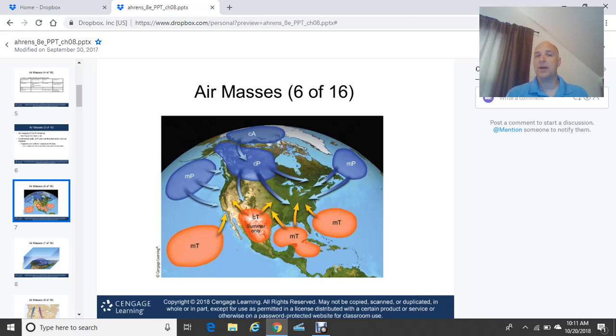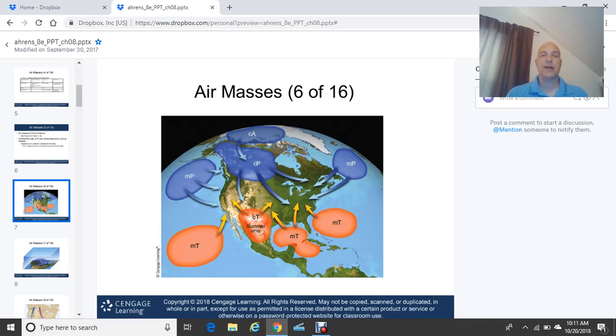Maritime polar air is going to form over water, over the North Atlantic and the North Pacific Ocean, and it's going to mainly impact the northeastern United States, the New England area, down to the mid-Atlantic. And then maritime polar air also impacts the west coast of the United States.